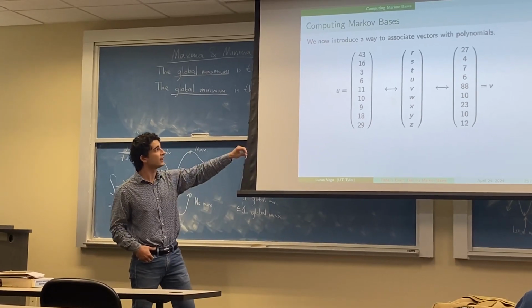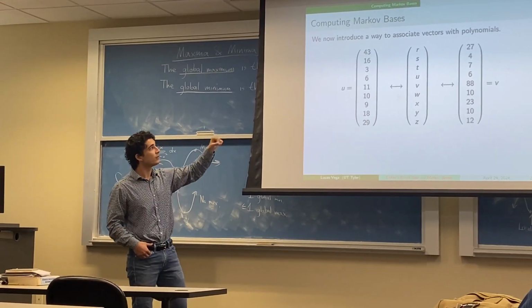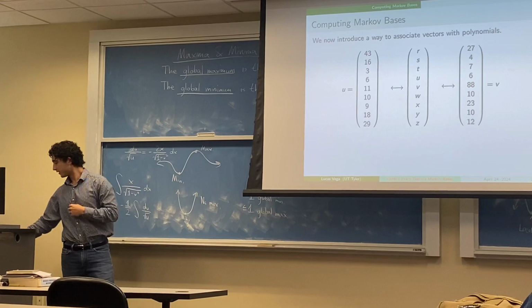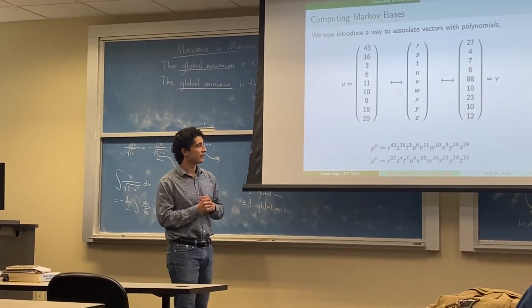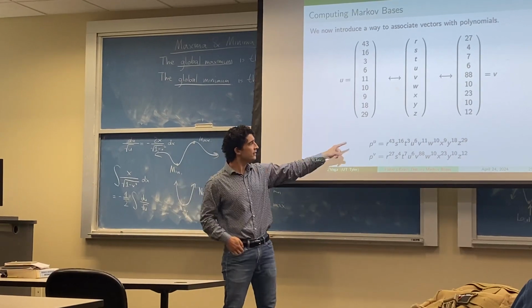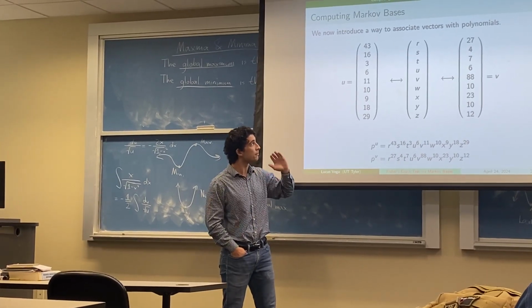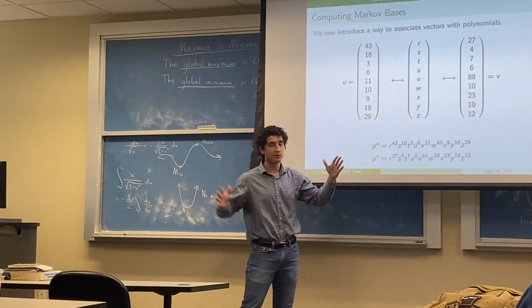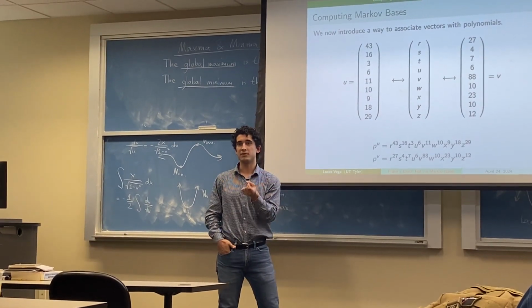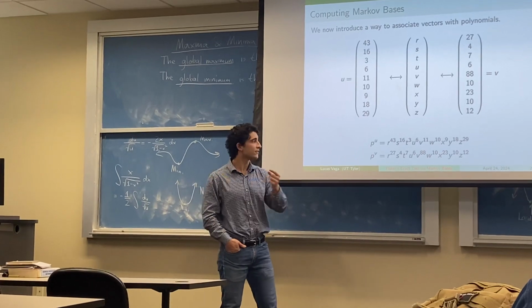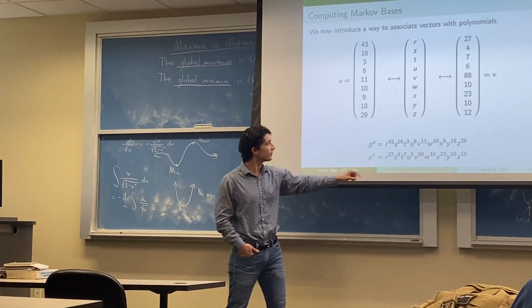And we're going to associate an indeterminate, or a variable, with each row of our vectors. And we're going to build a polynomial, or in this case a monomial, in the following way. P to the U is going to be the monomial of all these indeterminates multiplied together, and each indeterminate is going to be raised to the power that's found in the same row as U.